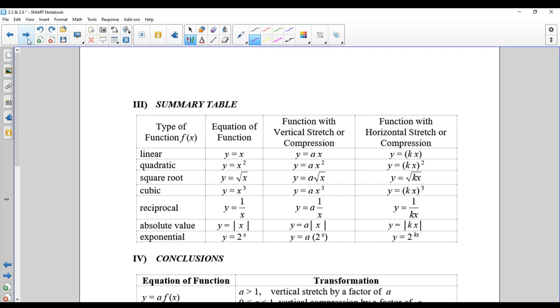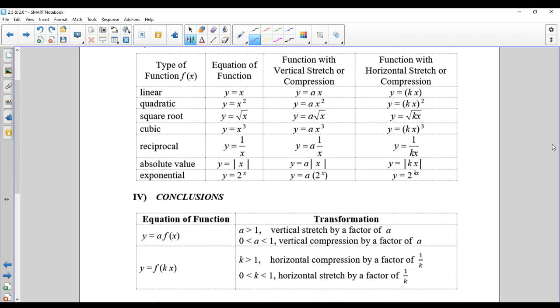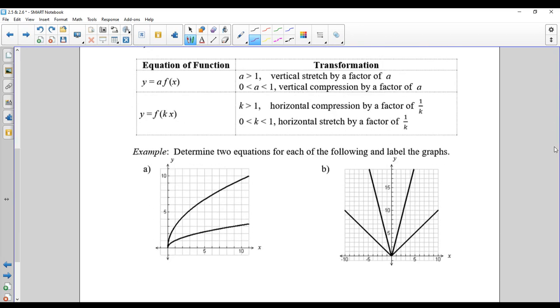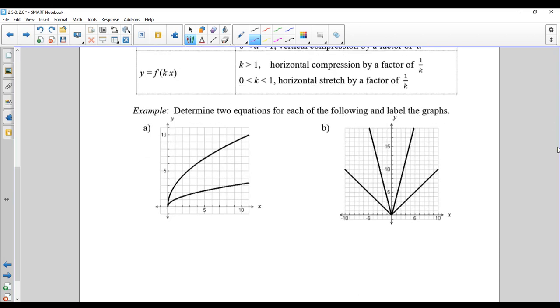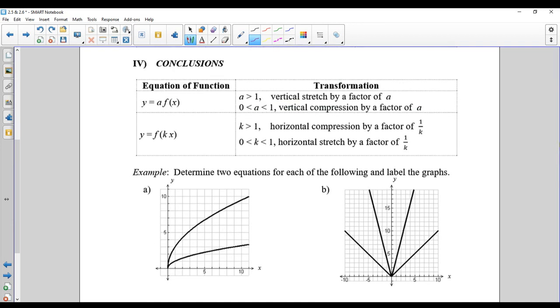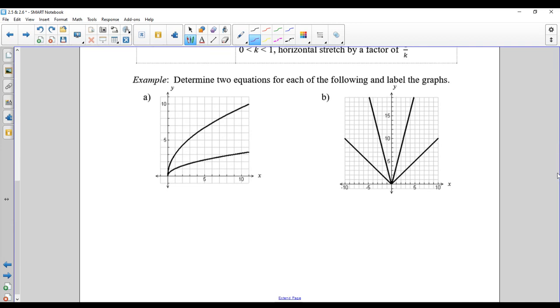So here's a summary table, which you can go through on your own time. Let me go down to these two down here. Go through the summary stuff later on. Determine 2 equations for each of the following and label the graphs.